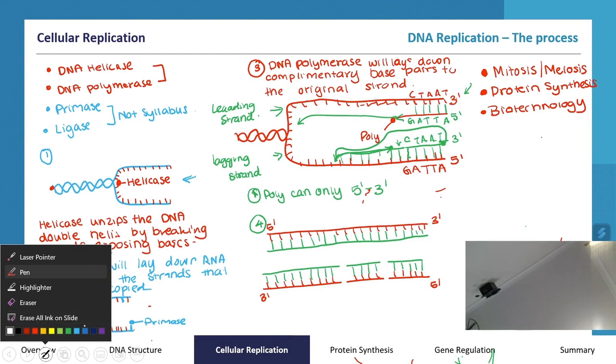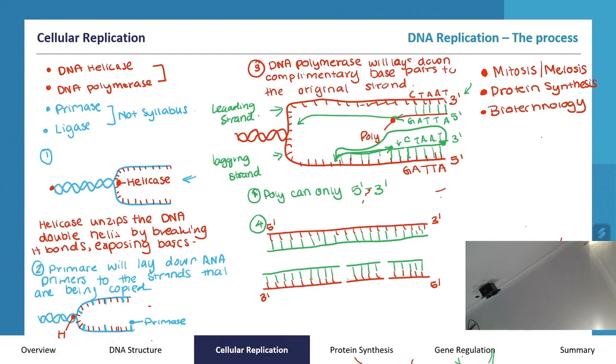This is where our final enzyme comes in. Here, this is ligase. Ligase is sort of like a glue enzyme. So ligase will glue all the fragments together, producing 2 identical strands of DNA.